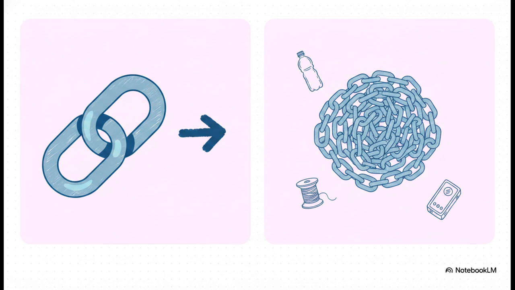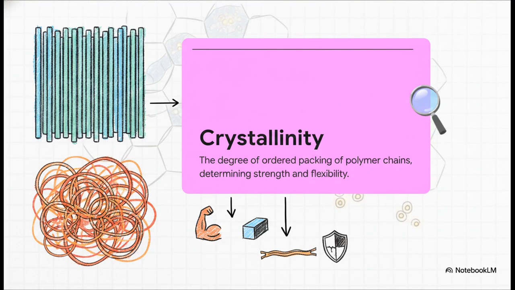Think polyethylene. We're taking incredibly simple chemical links and transforming them into the tough, flexible plastics that literally shape our modern world. But here's the catch. The properties of your plastic depend entirely on how those long chains are physically arranged. Enter our keyword, crystallinity. This simply refers to how neatly ordered and packed the chains are.